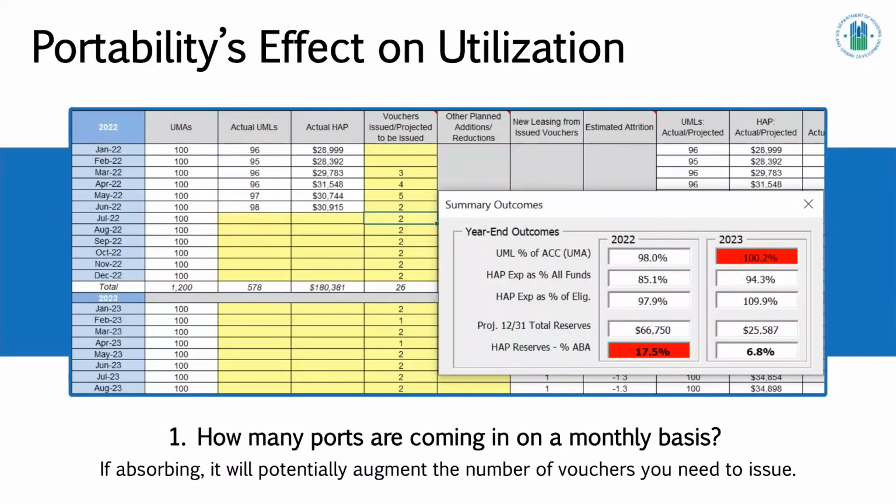And so when you're looking at the effect of portability on your utilization, I have an example up here, and every PHA is unique. Everyone's got their own 2-year tool that has all of your unit months available, your unit months leased, how many vouchers you're projecting to issue, and all of that. And if you're not using the 2-year tool, you need to start using it ASAP.